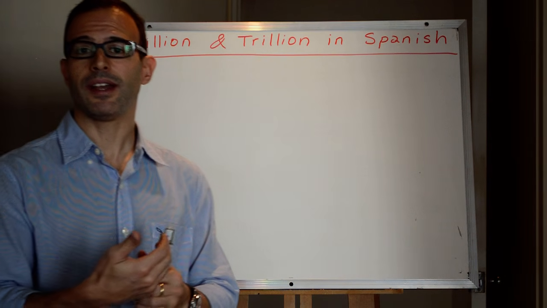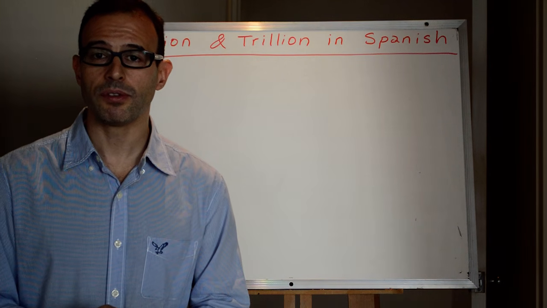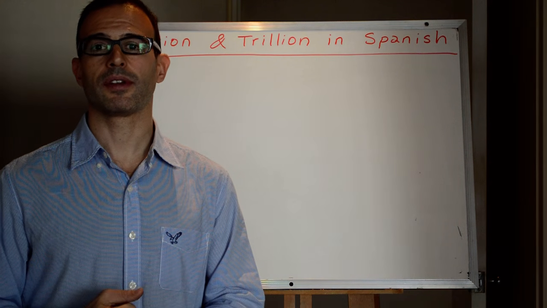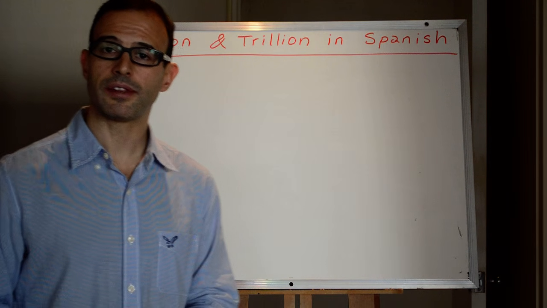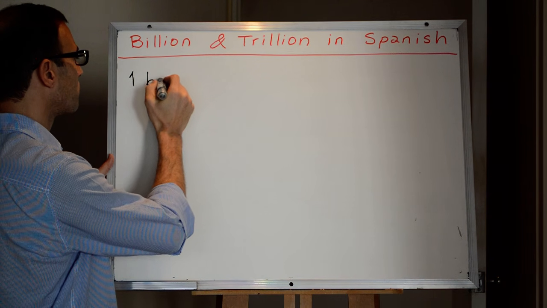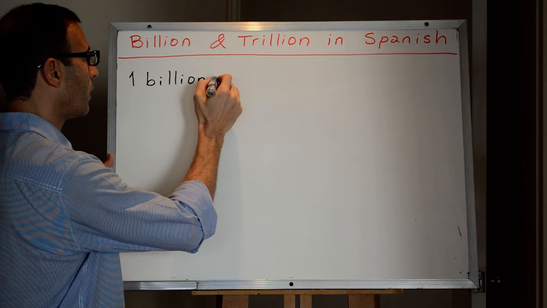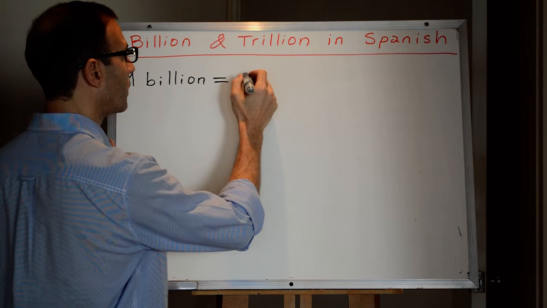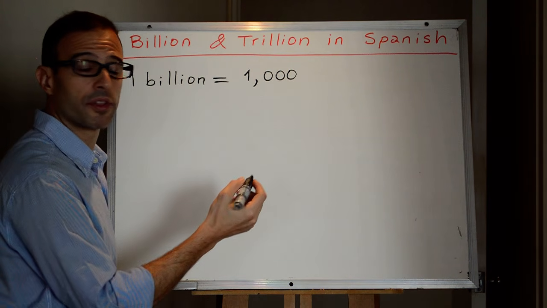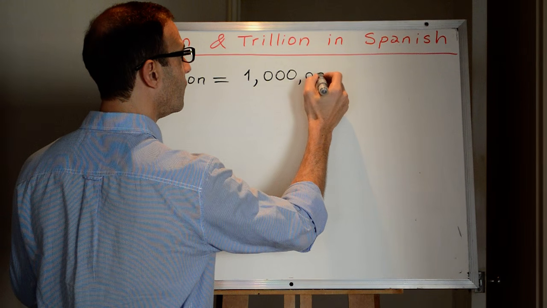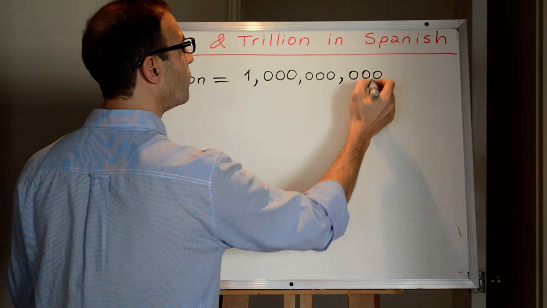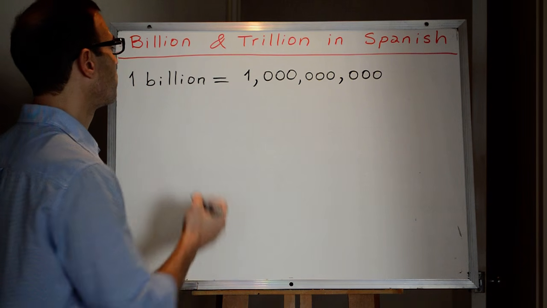And I see that Spanish news that are translated from English are imprecise very often, and I'll tell you why. In English, 1 billion is how many zeros? We have 3 zeros for the thousands, 6 zeros for the millions, 9 zeros for the billions, right?